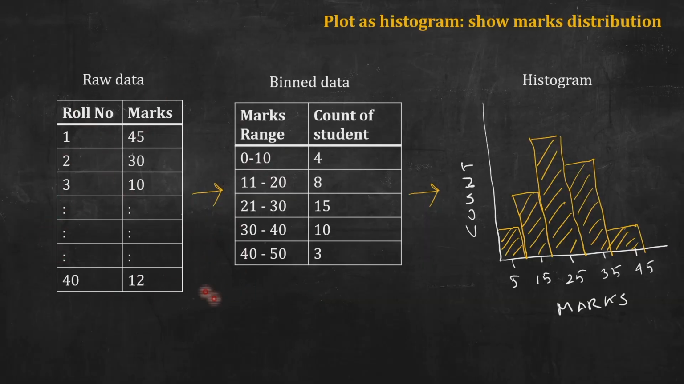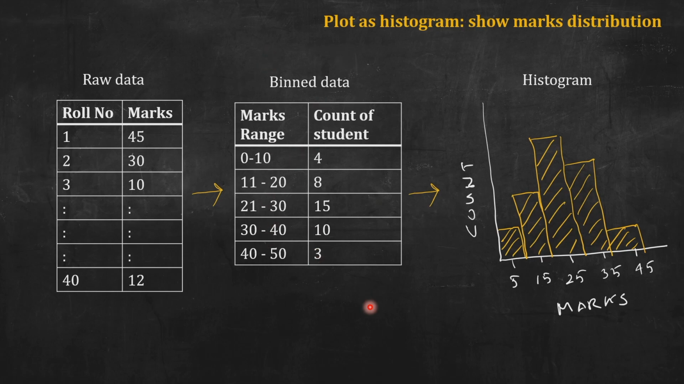I have created 5 bins, and then I look into my raw data and I count how many students are in each bin. What do I mean by that? I count how many students have got marks from 0 to 10. So, the result says here in the raw data, if I look into it, I see that maybe 4 students have got marks from 0 to 10. So, I put that corresponding to the 0 to 10 bin. Similarly, there may be 10 students who have got marks between 30 to 40. So, the count for the bin 30 to 40 is 10.